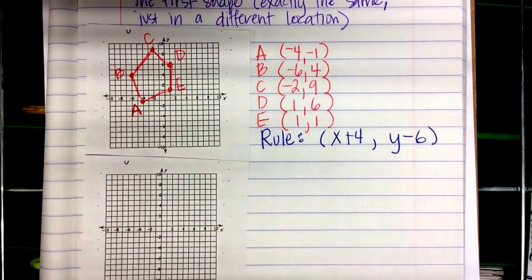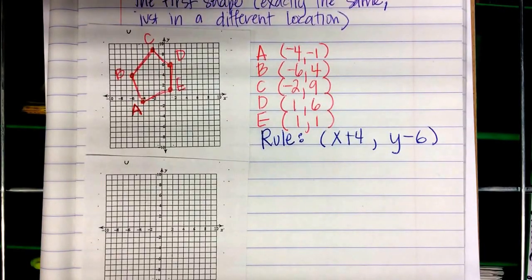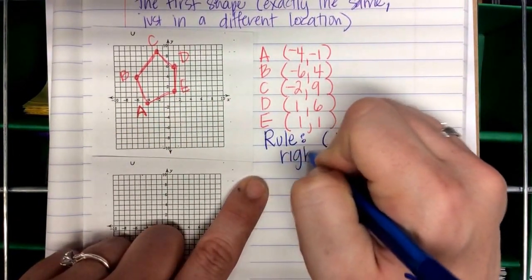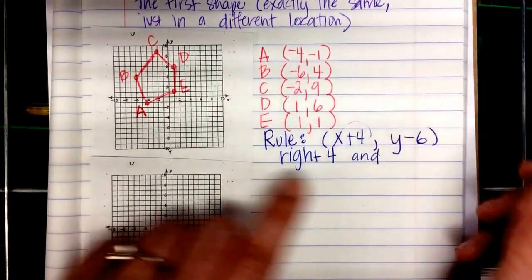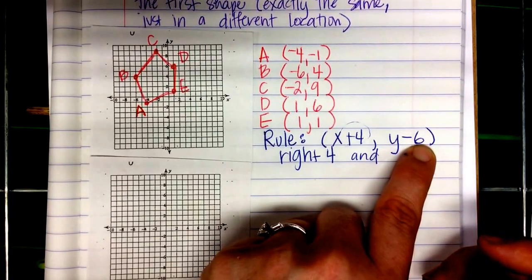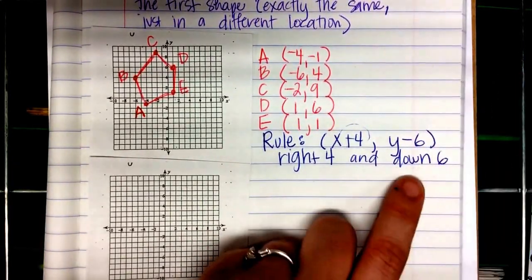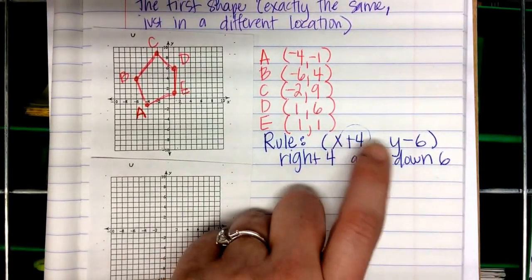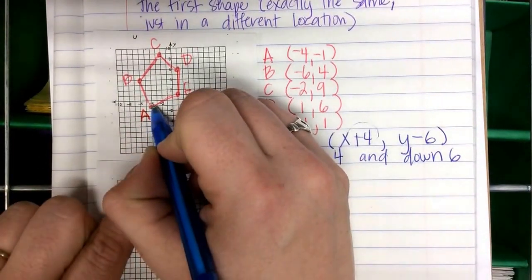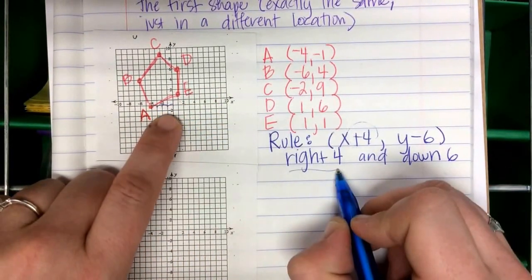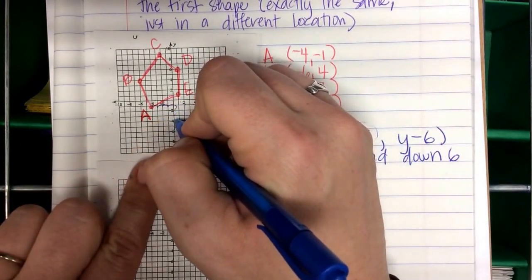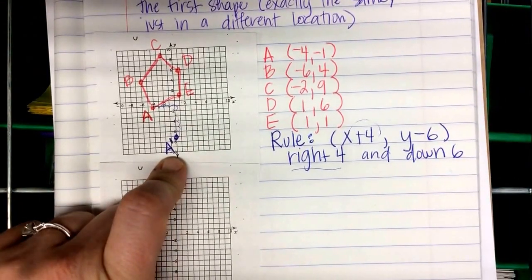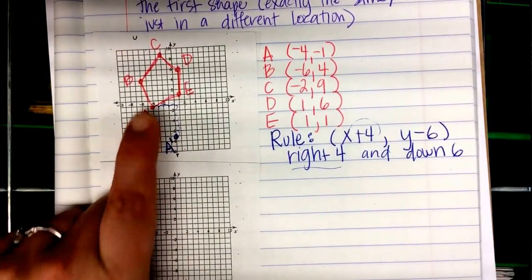And which way does the x value go? Up, down, left, right? +4, so I'm going to go to the right 4. And what does negative 6 mean? Down 6. So for every ordered pair, I'm going to go x plus 4 and y minus 6. So that means I'm going to go to the right 4, and down 6. 1, 2, 3, 4, 5, 6. And this is what's called a, and I'm going to put a little prime sign next to it, meaning that this is the first one and this is its duplicate.